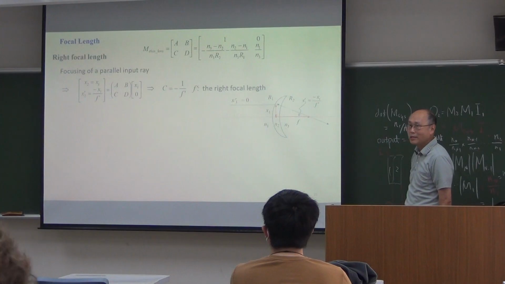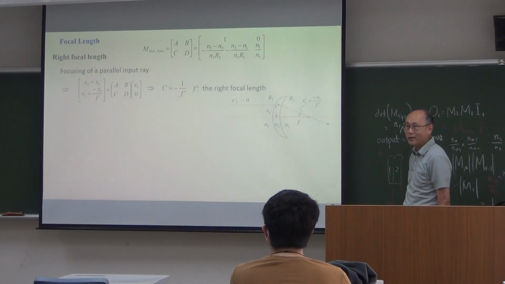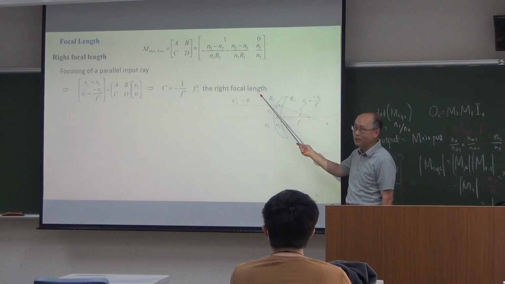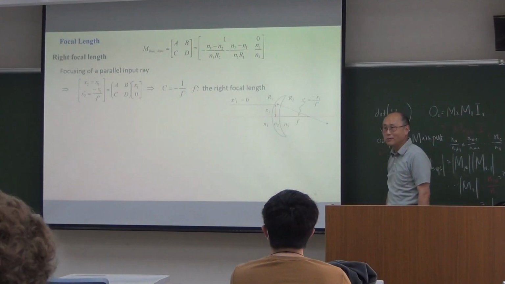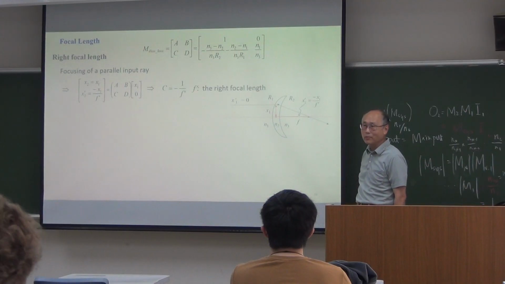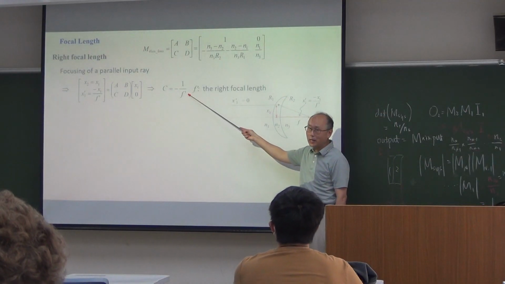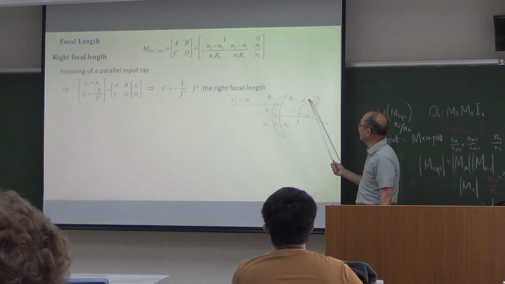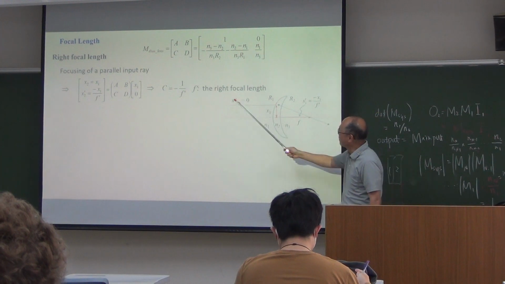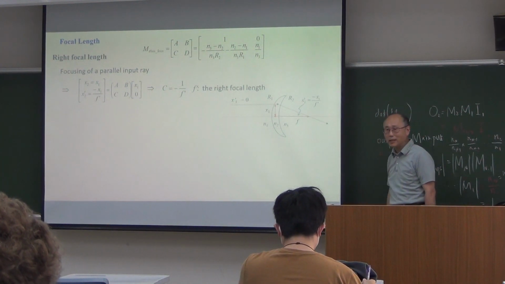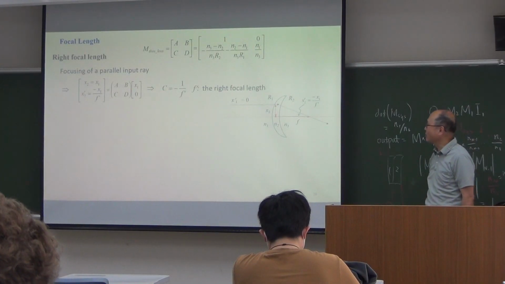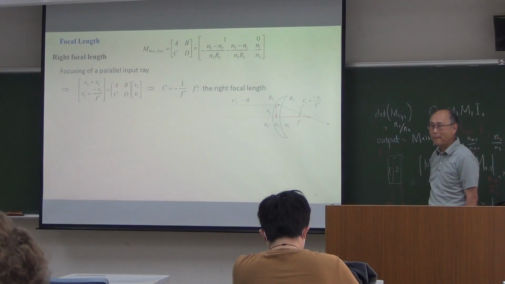C is the minus inverse of the focal length on the right. We call this the right focal length, using prime to describe it. For the variables on the right hand side, usually we put the prime on it. This is not a derivative, okay? This one is a derivative, it is sort of the angle. But this prime sign is not a derivative. It's just the way people usually describe the variables on the right of your optical elements.